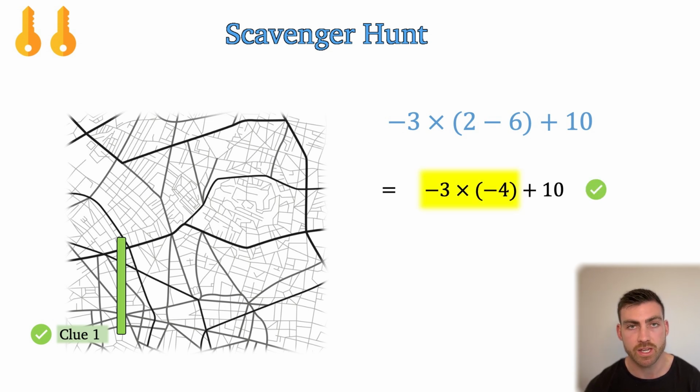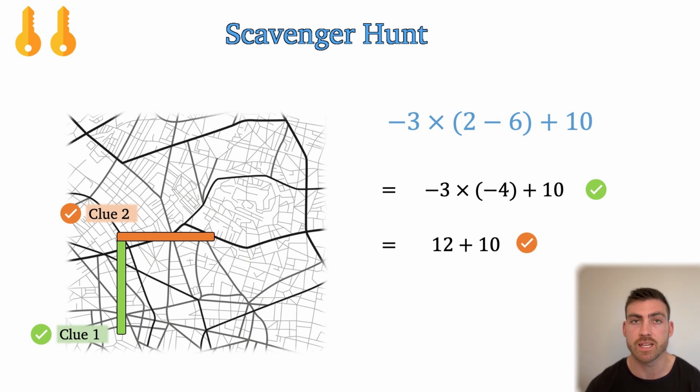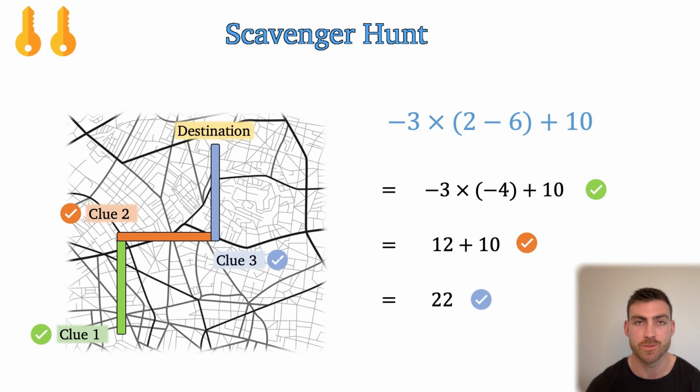Next, we do multiplication before addition, and negative 3 times negative 4, this equals positive 12. Again, rewriting the next line, bringing down the operations we haven't answered yet. And finally, 12 plus 10 equals 22. Awesome. You now know all the key information on this concept.